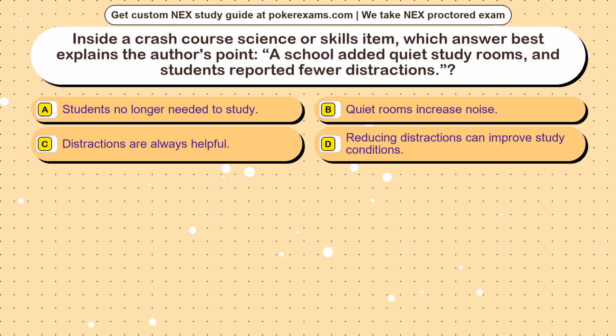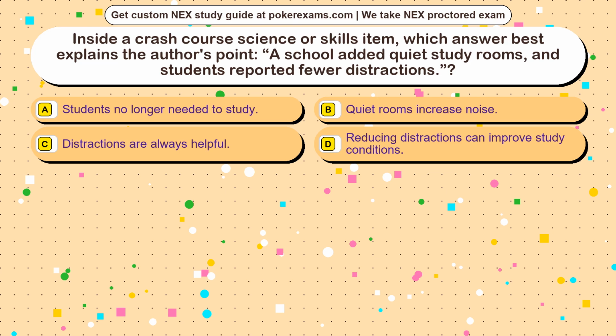Question 24. Inside a crash course science or skills item, which answer best explains the author's point? A school added quiet study rooms, and students reported fewer distractions. Option A, students no longer needed to study. Option B, quiet rooms increase noise. Option C, distractions are always helpful. Option D, reducing distractions can improve study conditions.